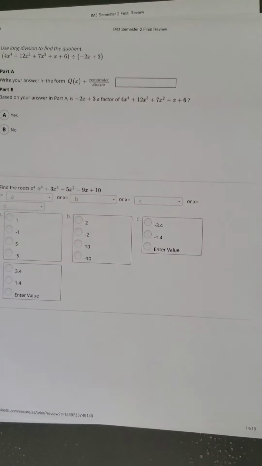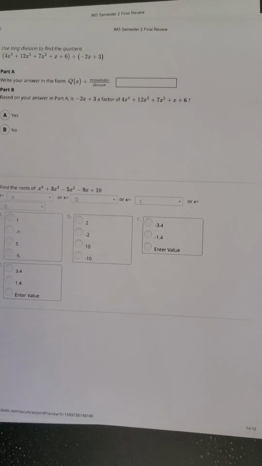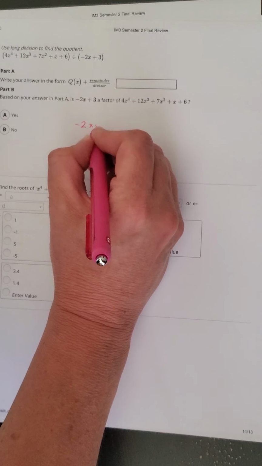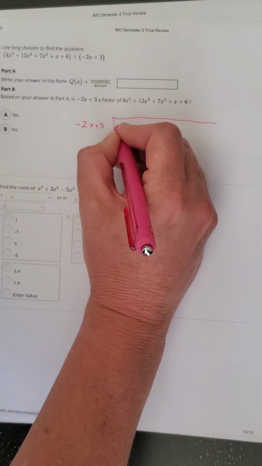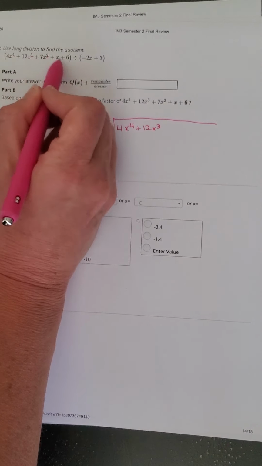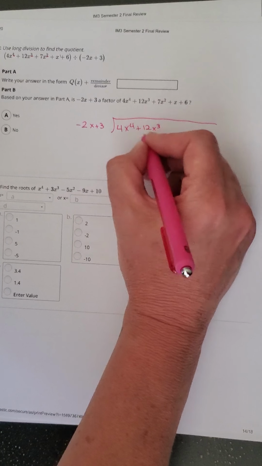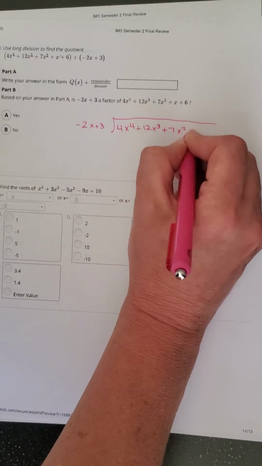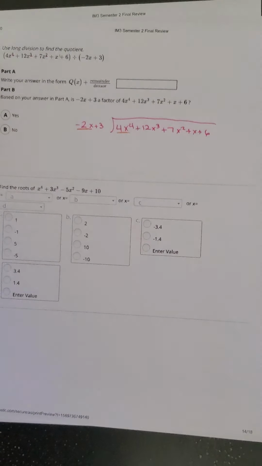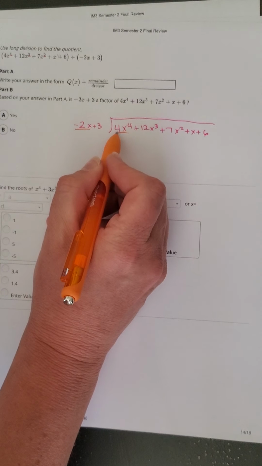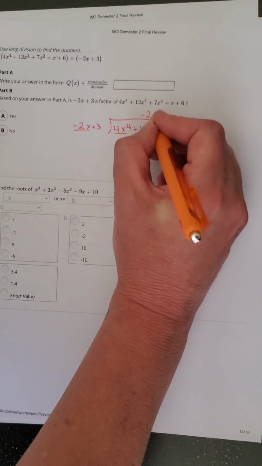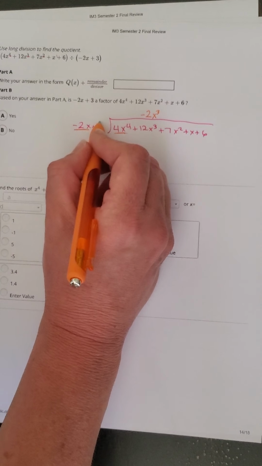All right, moving along, use long division to find the quotient. So I'm going to rewrite it as negative 2x plus 3 divided into 4x to the 4th plus 12x cubed. Be careful, make sure that each degree is there, and it is, so you're fine. But if it's not, you need to put a 0 in as a placeholder. Okay, so I'm looking for something that when I multiply it, I get 4. Negative 2 times negative 2 is 4. So negative 2, and then x times x to the 3rd is x to the 4th, so x to the 3rd.